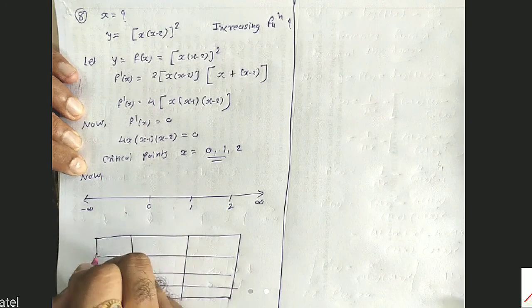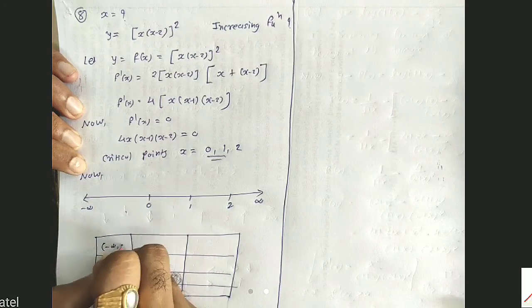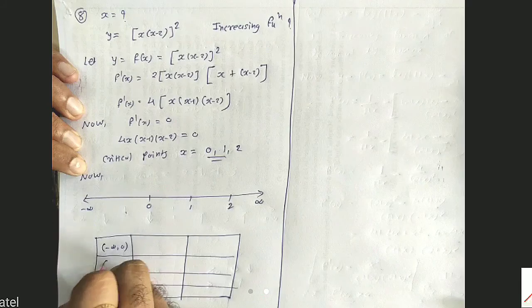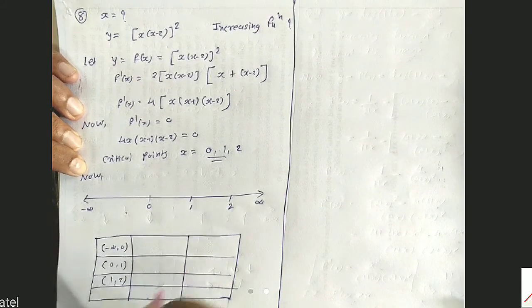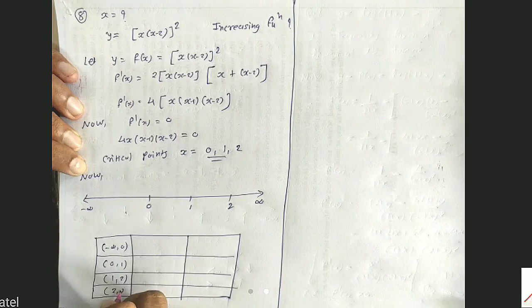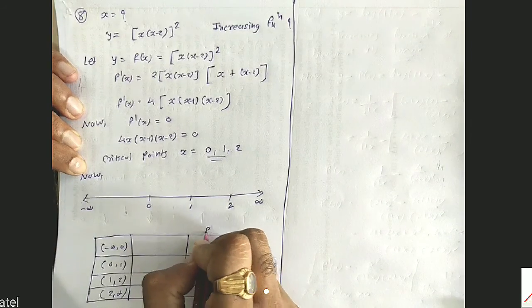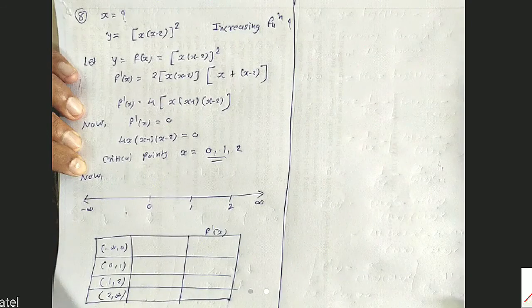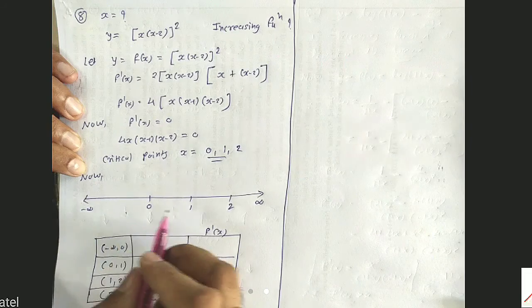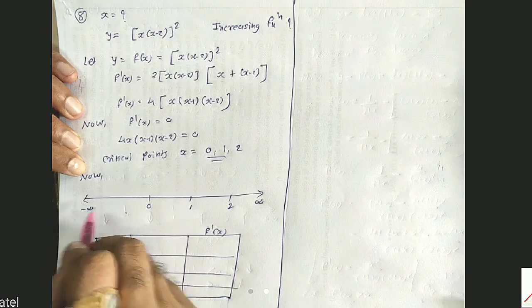Our first interval is minus infinite to 0. Second interval is 0 to 1. Third one is 1 to 2 and fourth one is 2 to infinite. And here our sign is f dash x. Done. Now take any number from this interval minus infinite to 0.